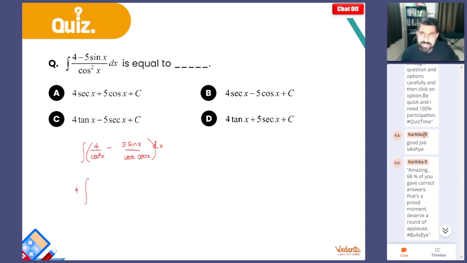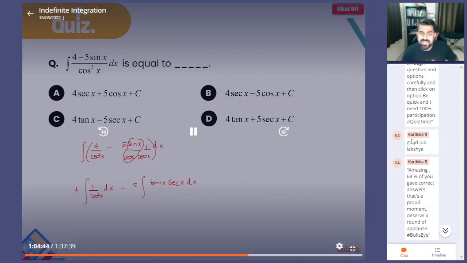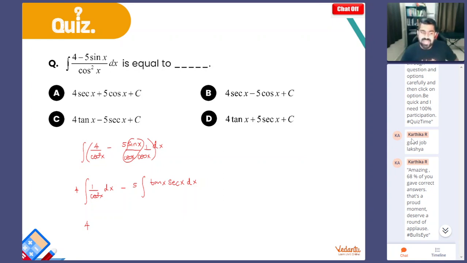Okay, now I'm going to split it. So if I split it, I'll get 4 into 1 by cos square x dx minus 5 into integral of sin x by cos x is what? Sin x by cos x is tan x. And 1 by cos x is secant x. Now it becomes easy. So it's 4 secant square x, integral is tan x, minus 5 secant x tan x, integral is secant x, plus c. So that is how you do it.